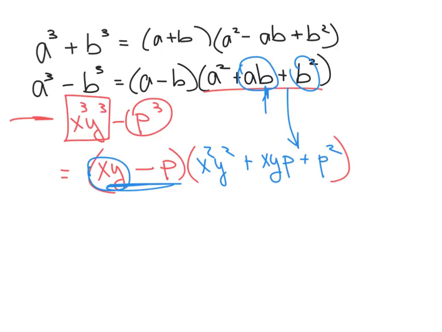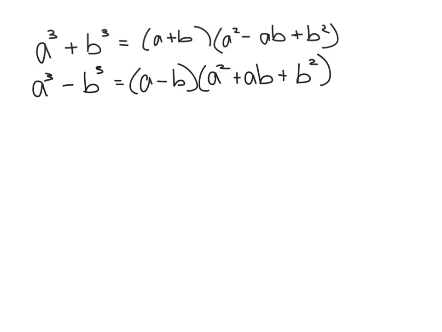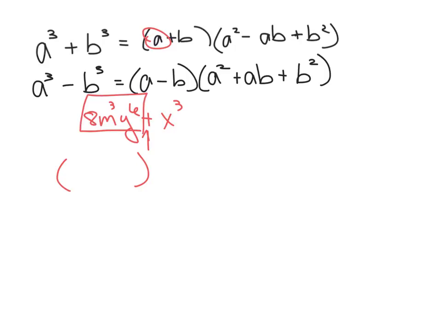All right? So let's look at another one here and see if I can get rid of a lot of this. Aha, I did. Okay, so in red again, 8m cubed y to the 6th plus x cubed. So we have a plus sign. So we're going to use this formula right up there, and it says take the cubed root of the first term. Well, what is the cubed root of that? The cubed root of 8 is 2. Cubed root of m cubed is m. Cubed root of y to the 6th is y squared.